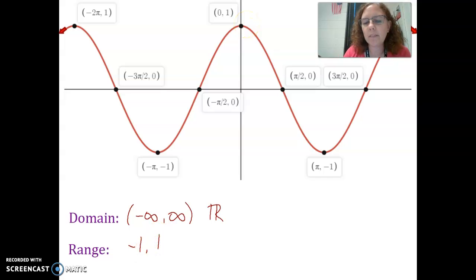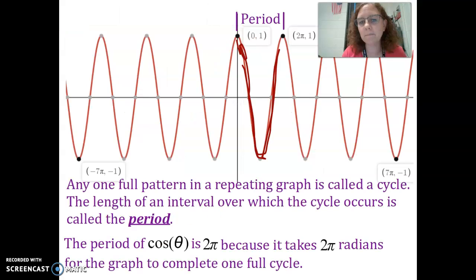Okay, now should I put parentheses or brackets on that? Well, I'm going to need brackets because both negative 1 and positive 1 are included, right? You can see it actually reaches negative 1 right there at that dot. It actually reaches positive 1 right there at that dot. So because the graph actually touches those points, I want them to be included. So I'm going to put square brackets. I put parentheses when it's not included. And remember that infinity and negative infinity are never included because we can never actually quite reach them.